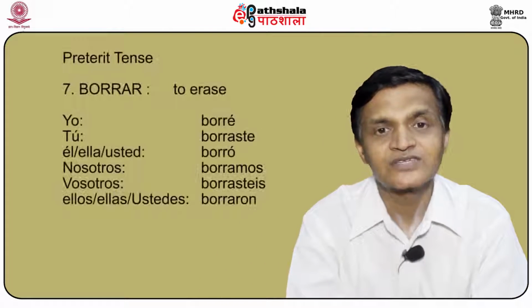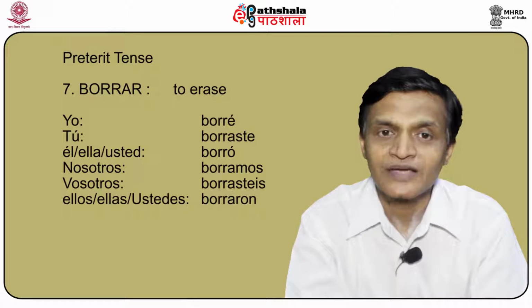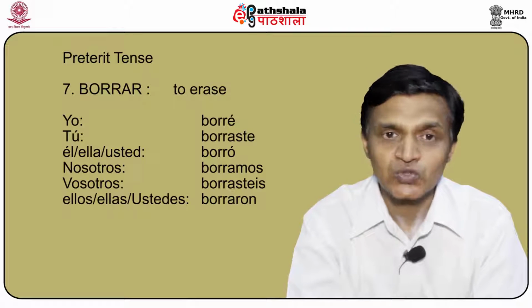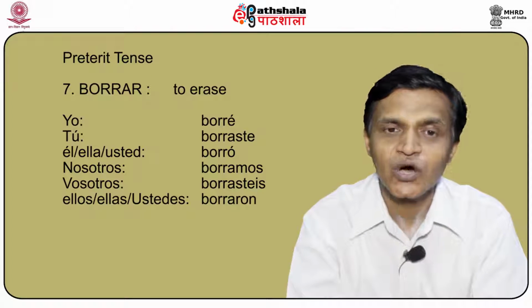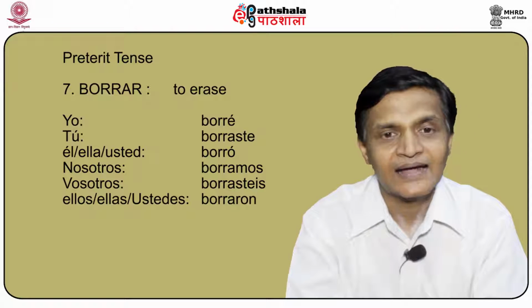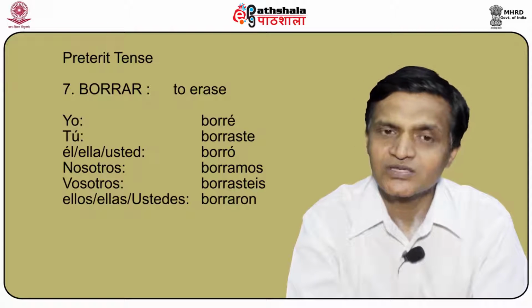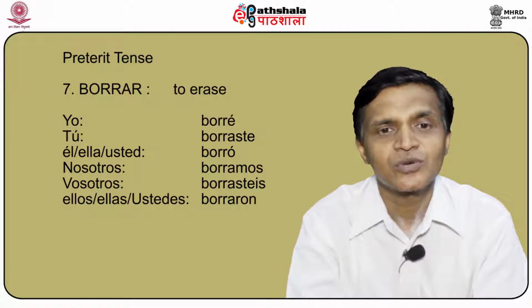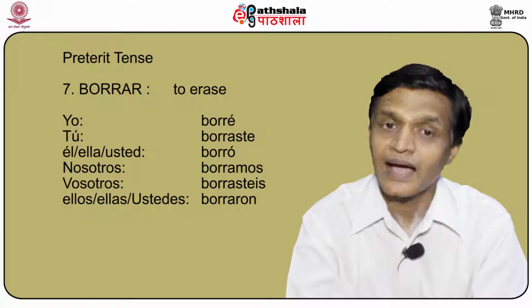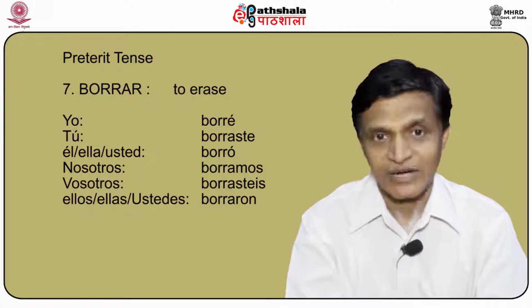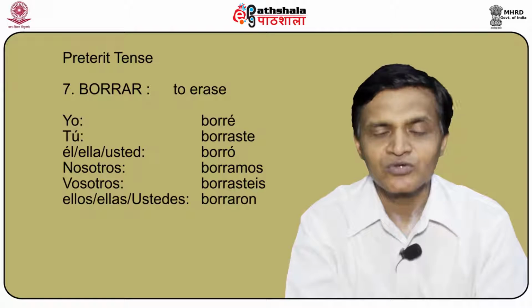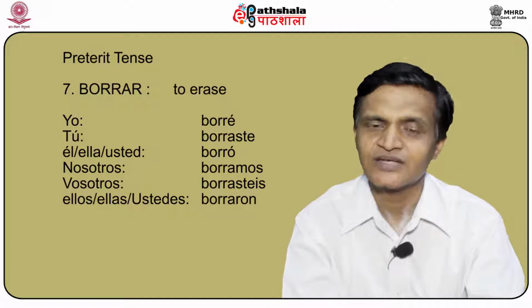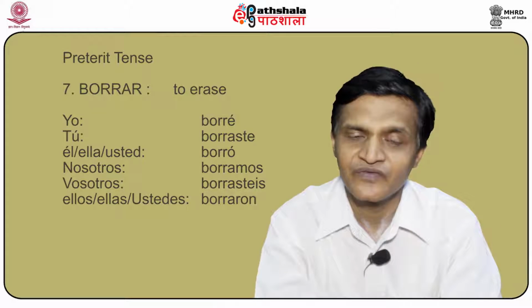Again, another verb that I would like to talk about, which we have already dealt with in the present tense, is borrar, which is to erase. Yo borré, tú borraste, él, ella, usted borró, nosotros borramos, vosotros o vosotras borrasteis, and ellos, ellas, and ustedes borraron. I repeat, borré, borraste, borró, borramos, borrasteis, and borraron. So borrar is also very easy to learn in the preterite because it is also a regular verb.